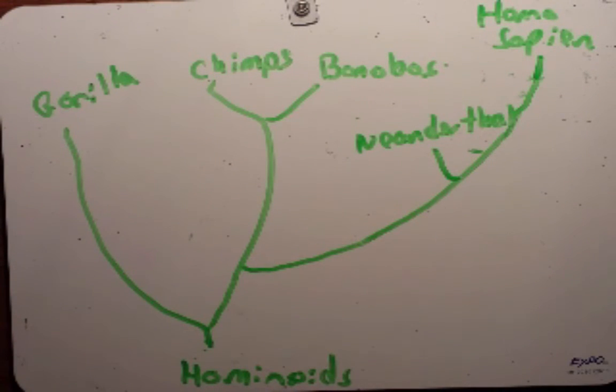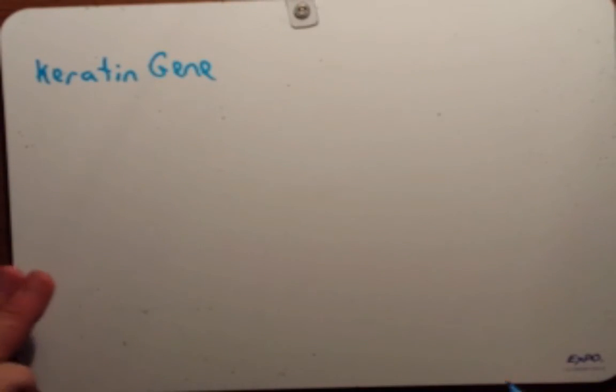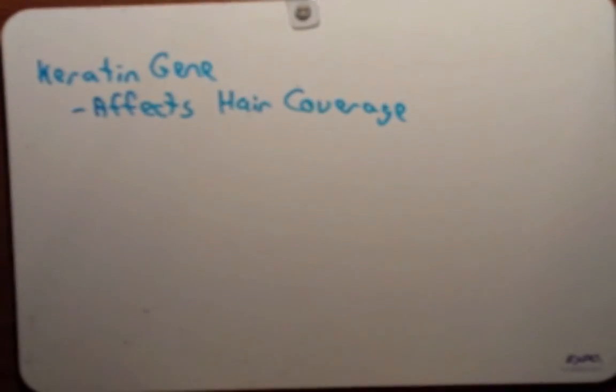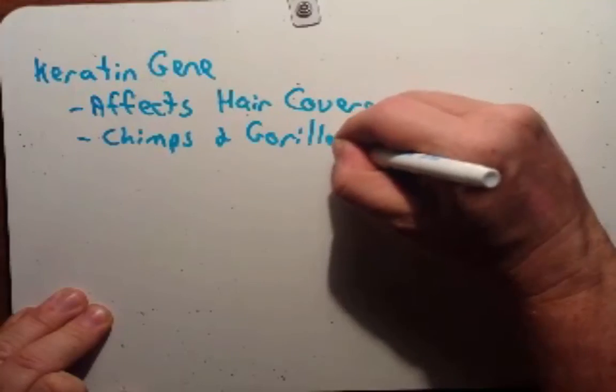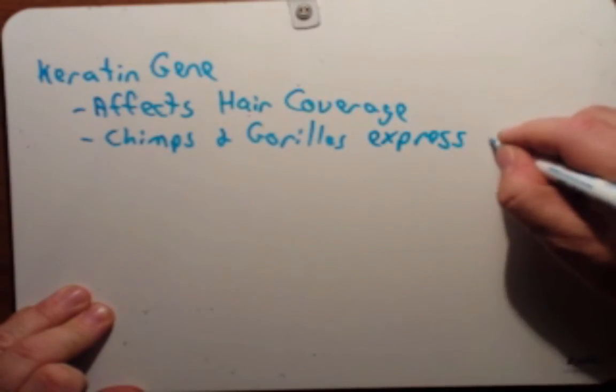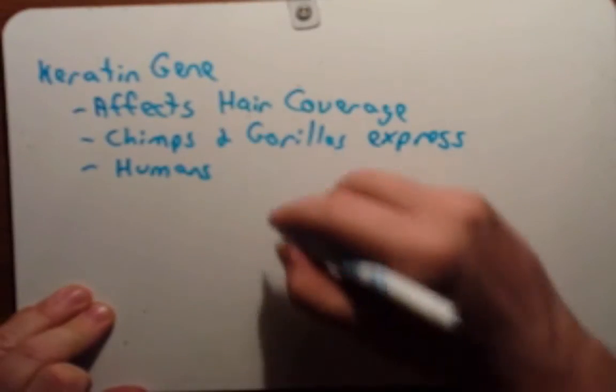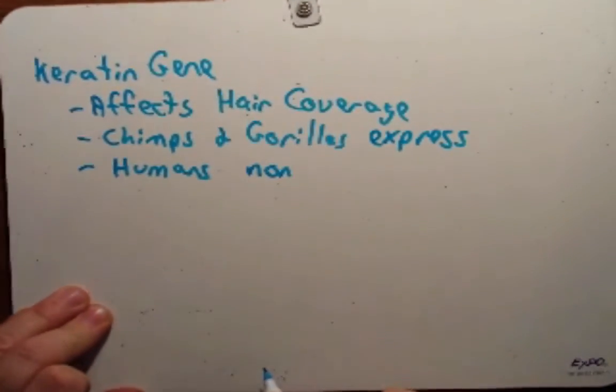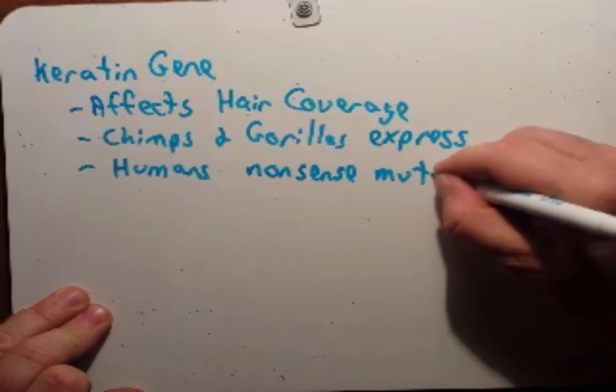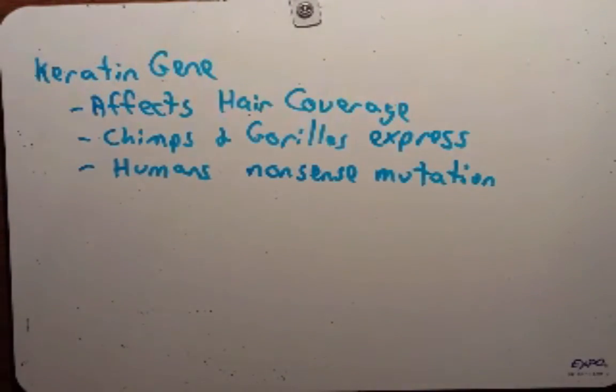So what are some of the genetic mutations that have occurred to allow Homo sapiens to have survived and adapted to our environment? I'm going to erase this here, and I'm just going to list a few. We could spend an entire course talking about these. The keratin gene. This affects hair coverage. This particular allele is expressed in chimps and gorillas and bonobos. So they express this keratin gene. Humans have a nonsense mutation in this gene that is expressed in chimps and gorillas. So we don't express it. We have less hair covering.